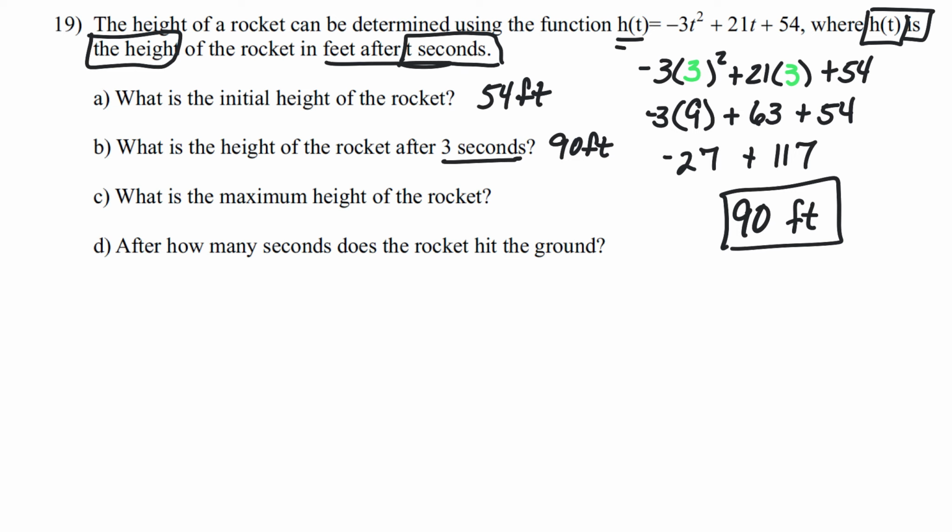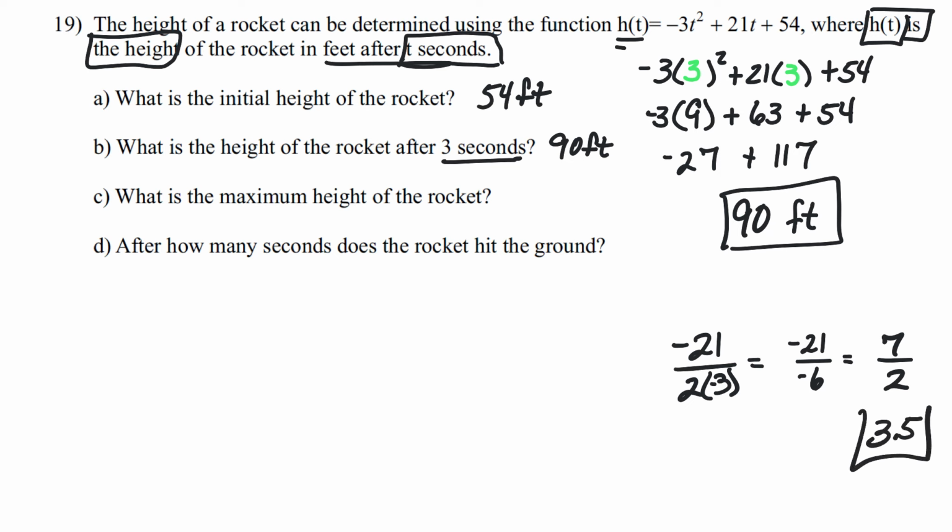axis of symmetry. Here's that formula: opposite B over 2 times A. So we end up with negative 21 being divided by negative 6. They both have factors of 3. So what that means is our axis of symmetry is at 7/2 or 3.5 seconds. At 3.5 seconds, this rocket is going to be at its maximum height.